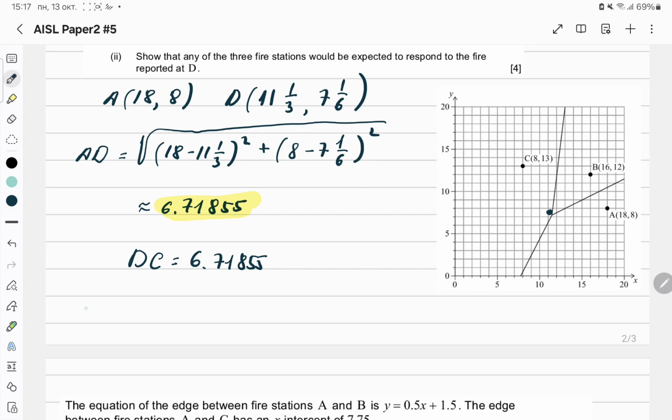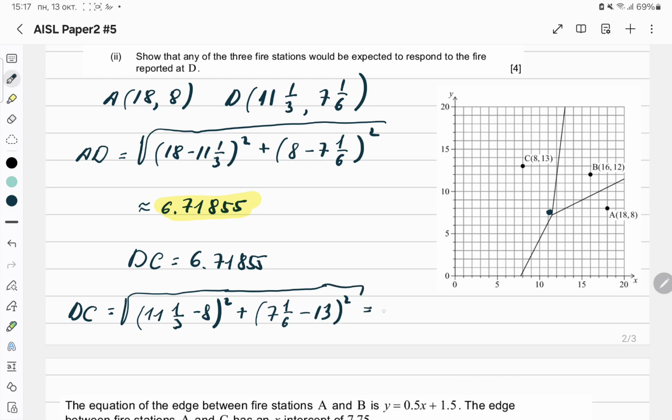from the graph, from the Voronoi diagram, because it's not precise. Yeah, so DC, let me just explicitly show that it is 11 1/3 minus 8. So we are plugging the coordinates of C here. 7 1/6 minus 13. By calculating, guys, you will get the same result. So 6.71855. So we can say that equidistance, so that any of the fire station would be expected to respond. So it means that any of fire station, either this one, in this one. So this is a point of vertex.